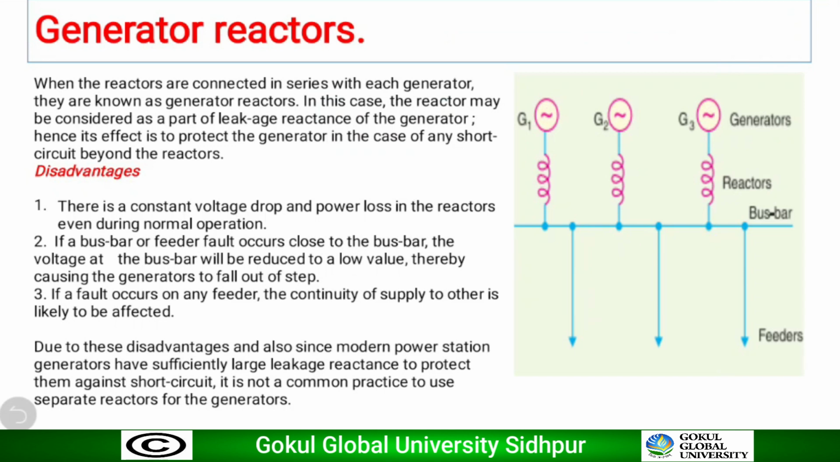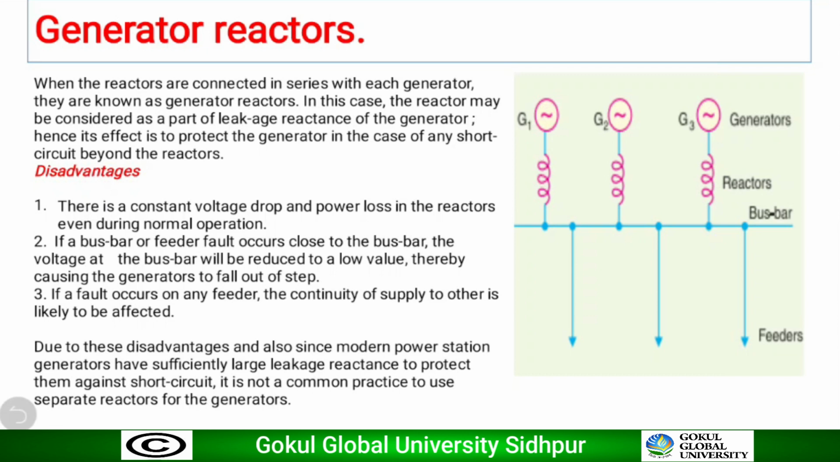In this case, the reactor may be considered as a part of the leakage reactance of the generator. Hence, its effect is to protect the generator in case of any short circuit beyond the reactor. Now, if the fault takes place at the feeder or at the bus bar, the reactor provides protection to the generator from short circuit current.